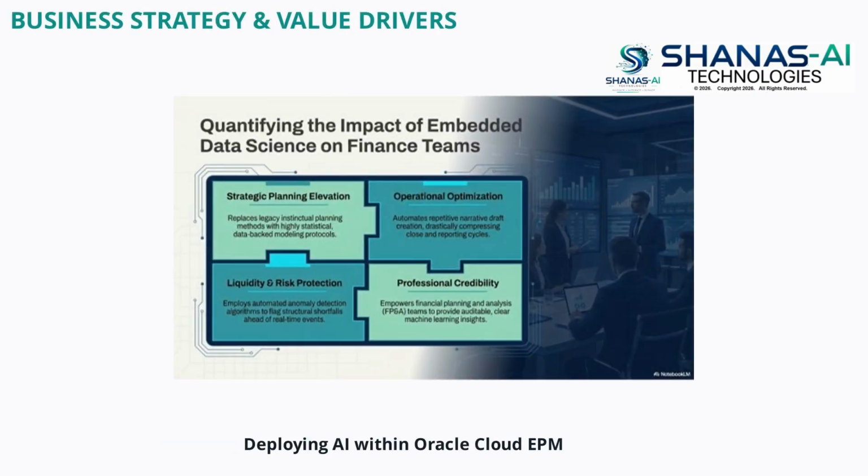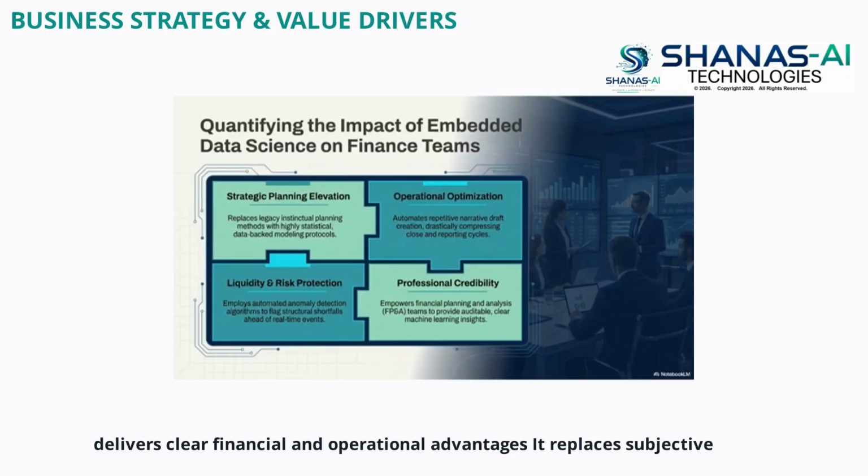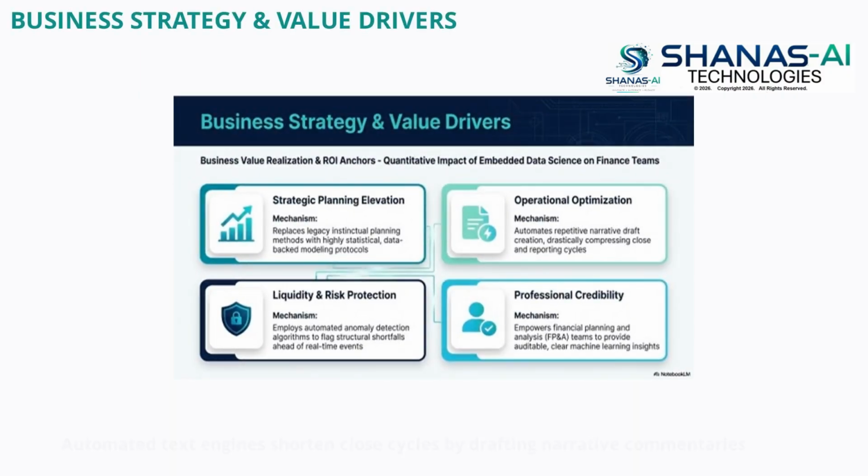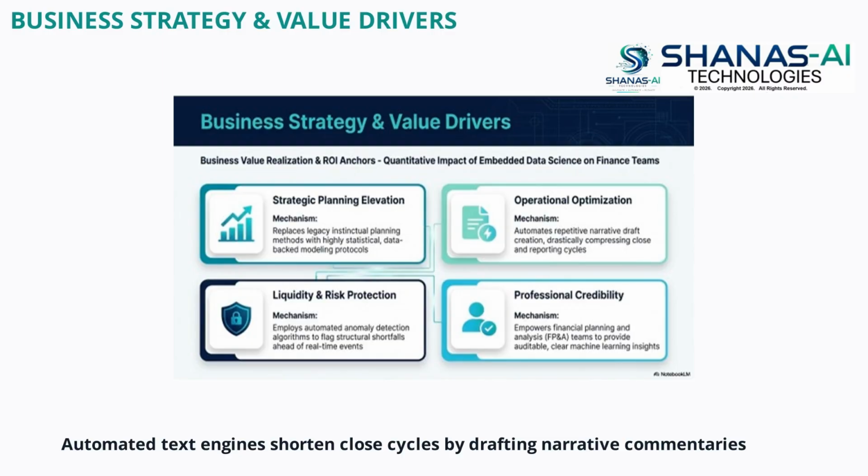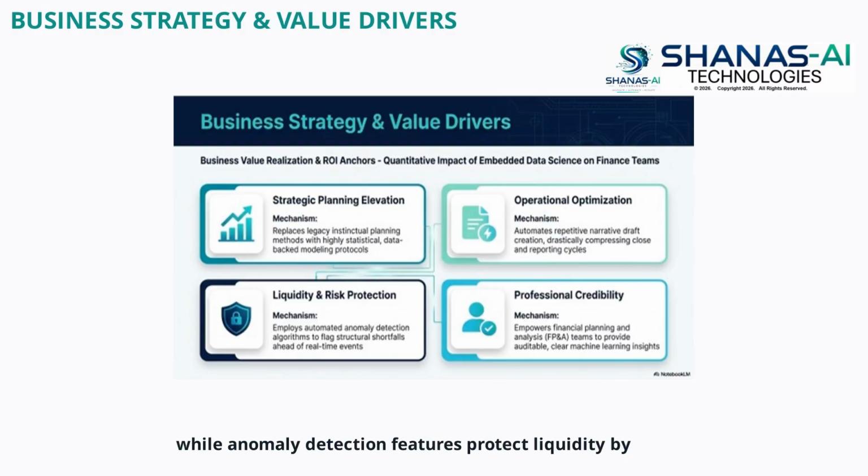Deploying AI within Oracle Cloud EPM delivers clear financial and operational advantages. It replaces subjective, instinct-based budgeting with rigorous, auditable statistical calculations. Automated text engines shorten close cycles by drafting narrative commentaries, while anomaly detection features protect liquidity by flagging cash flow risks before they become critical. Ultimately, these tools empower FP&A teams to deliver data-driven insights that enhance strategic planning and boost corporate credibility.